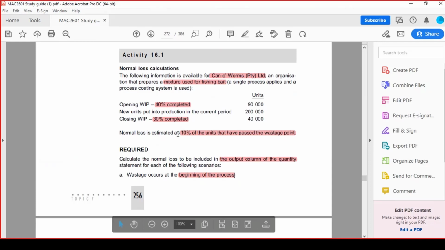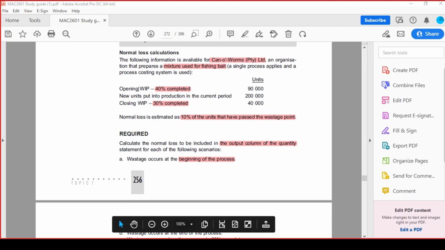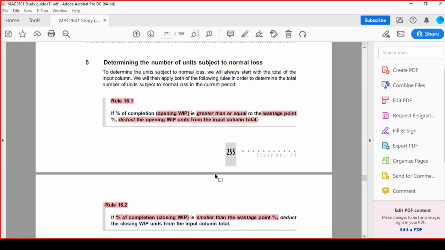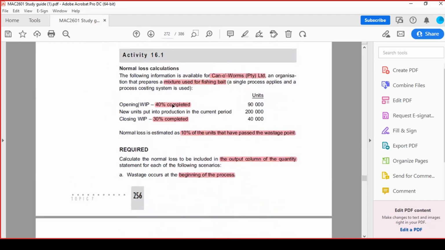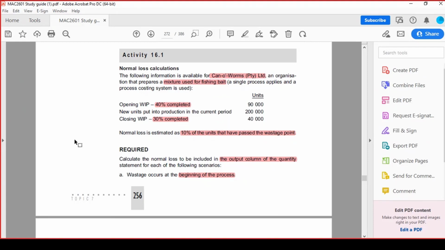So in terms of the opening WIP, will it be deducted in the input column or not, based on the rule? What are your thoughts? Remember, the rule says if the completion percentage of your opening WIP is greater than or equal to your wastage point, you deduct the opening WIP from the input column. Our opening WIP is 40% completed, and here they're saying wastage point is at the beginning. So will our opening WIP be deducted from the input column or not?